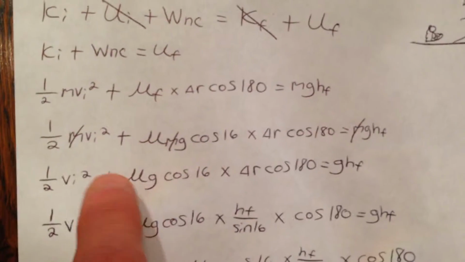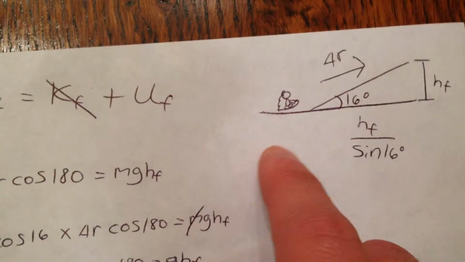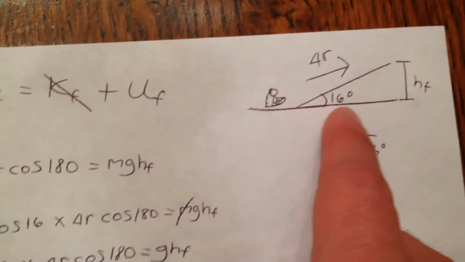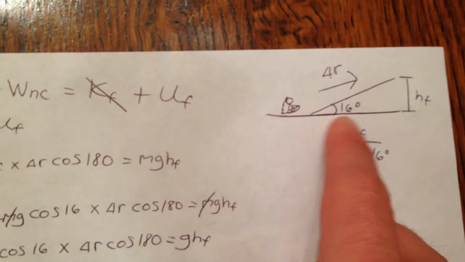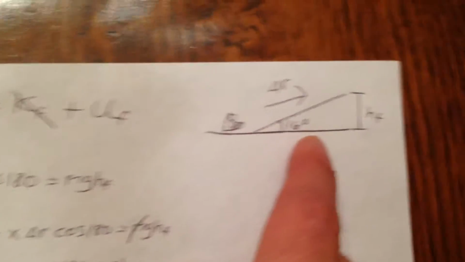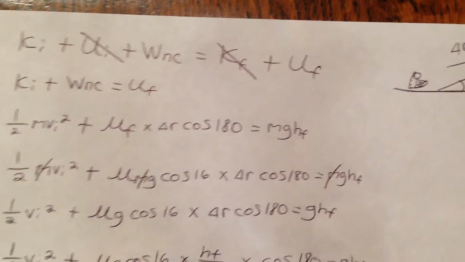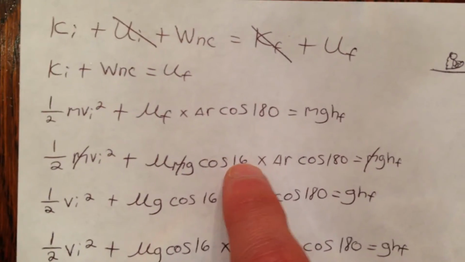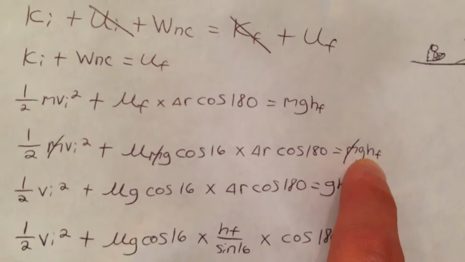All right, so for this, it's a force, so it is going to be mg. I go ahead and make that little adjustment, and really it's going to be mg also multiplied by the cosine of 16, because for the friction it's the x component, and this is adjacent, so that's why it would be cosine 16. Also multiplied by distance, cosine 180 and so forth, mgh_f.